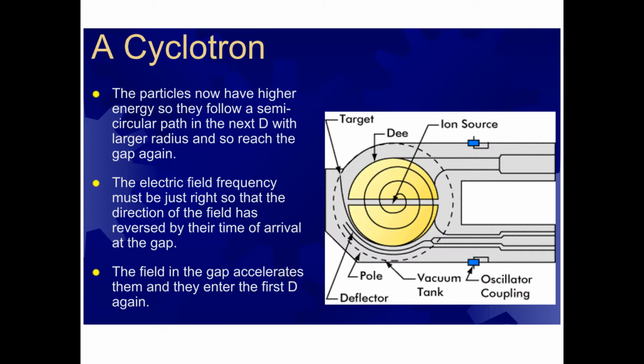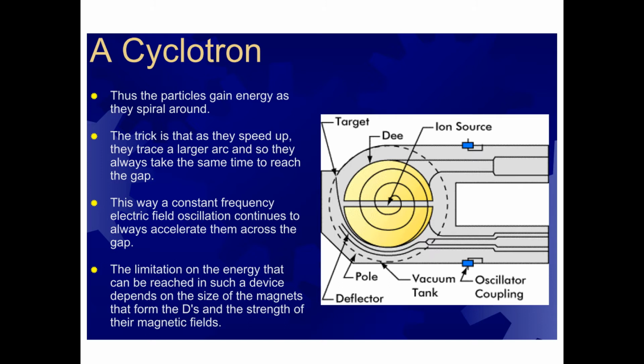What happens next? The particles now have higher energy, so they follow a semicircular path in the next D with a larger radius, and reach the gap again. The electric field frequency must be just right, so that the direction of the field has reversed by the time of arrival at the gap. The field in the gap accelerates them, and they enter the first D again. Thus the particles gain energy as they spiral around.